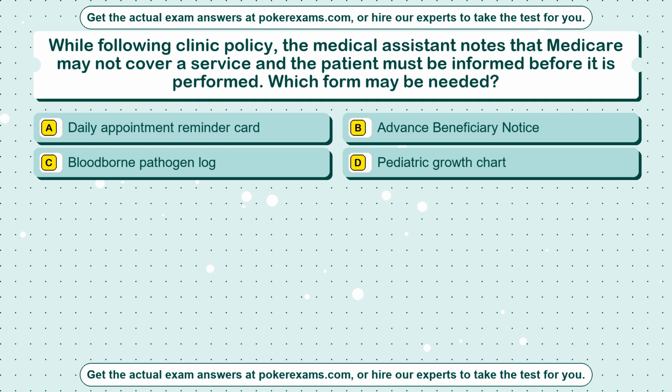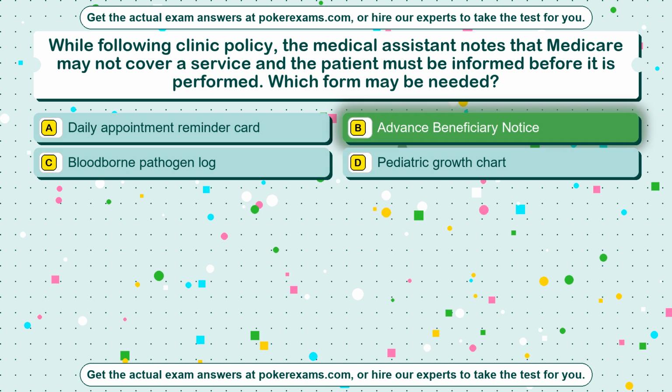Question 42. While following clinic policy, the medical assistant notes that Medicare may not cover a service and the patient must be informed before it is performed. Which form may be needed? Option A, daily appointment reminder card. Option B, advance beneficiary notice. Option C, bloodborne pathogen log. Option D, pediatric growth chart.